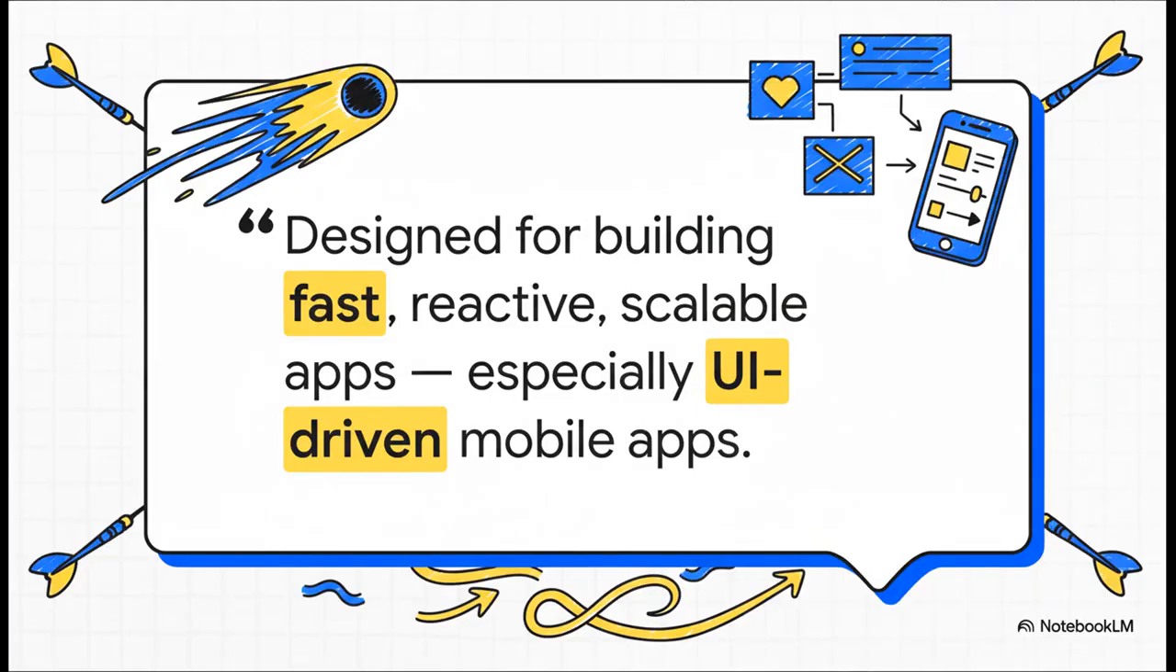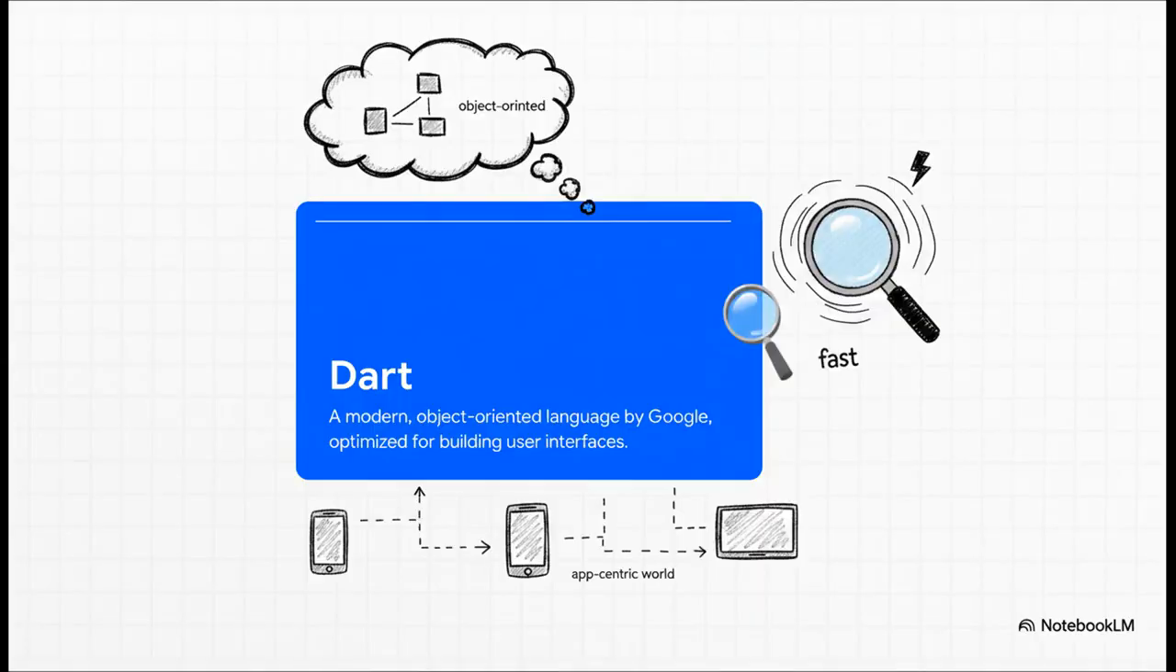This quote right here really gets to the heart of it all. See, Dart wasn't just created as some general-purpose language that can build user interfaces. No, its entire design, from the ground up, is all about making UIs that are fast, reactive, and can scale up. It was born for this. So what is it exactly? Well, at its core, Dart is Google's answer to a really important question. What should a programming language look like in the app-centric world we live in? And their answer is this: a modern, object-oriented language that is absolutely obsessed with UI optimization.